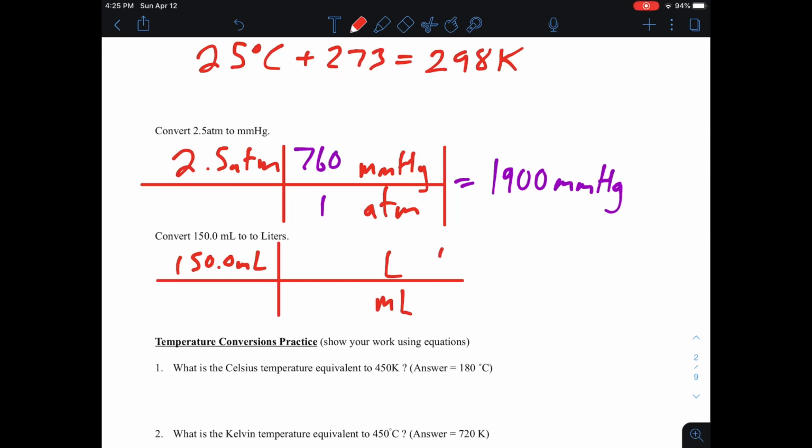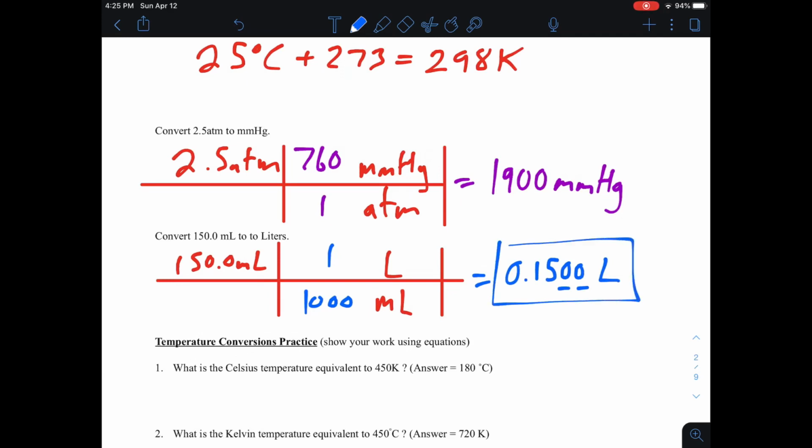We're converting from milliliters to liters. Do you remember that conversion factor? For every 1 liter, there's 1,000 milliliters. So our answer is going to be 0.1500 liters. I did include those zeros because we want to maintain 4 sig figs in this one.